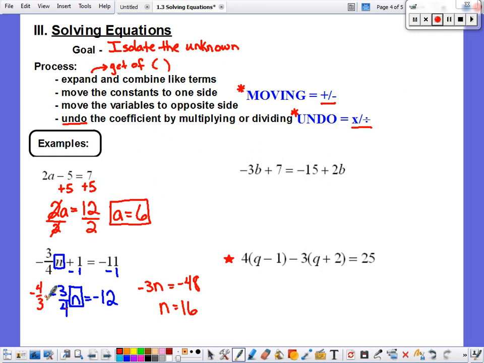It's the reciprocal. Okay, and so the negative times negative is positive, and the 4's cancel, and the 3's cancel, and we're left with just n. That's why we do it.